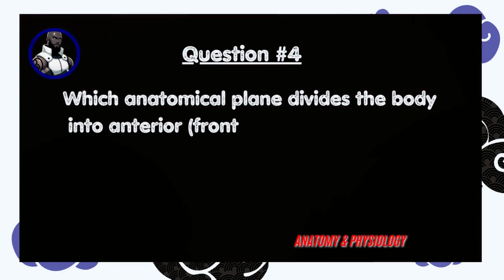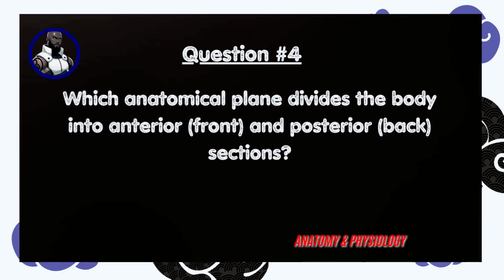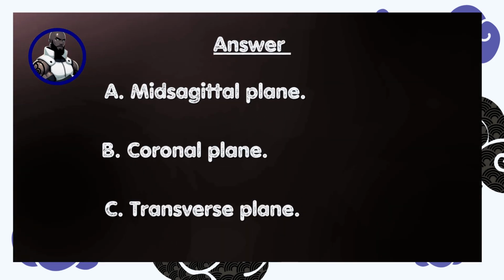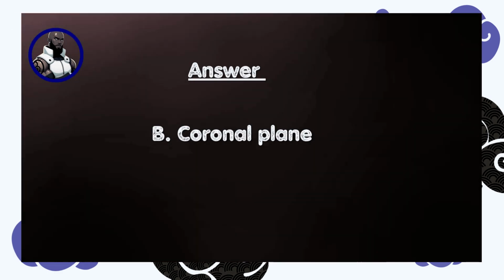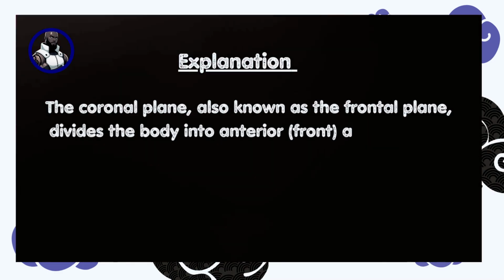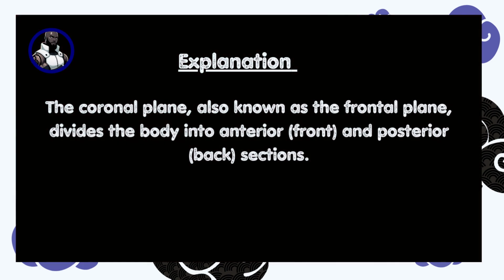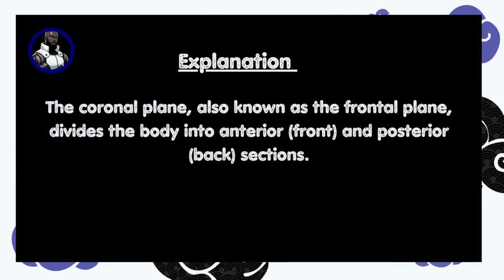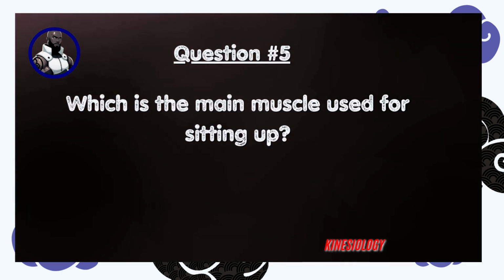Question number 4. Which anatomical plane divides the body into anterior and posterior sections? A. Mid-sagittal plane, B. Coronal plane, C. Transverse plane. The answer is B. Coronal plane. Explanation: The coronal plane, also known as the frontal plane, divides the body into anterior (front) and posterior (back) sections.